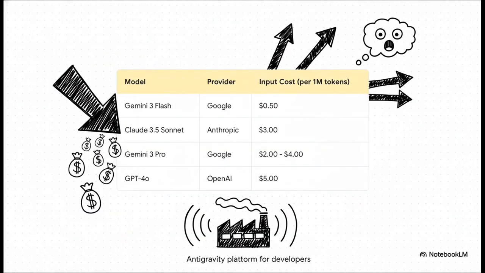And when we talk about price, well, the difference is just staggering. At 50 cents per million input tokens, Flash is up to 8 times cheaper than Pro. And compared to GPT-4o from OpenAI, it's 10 times cheaper.